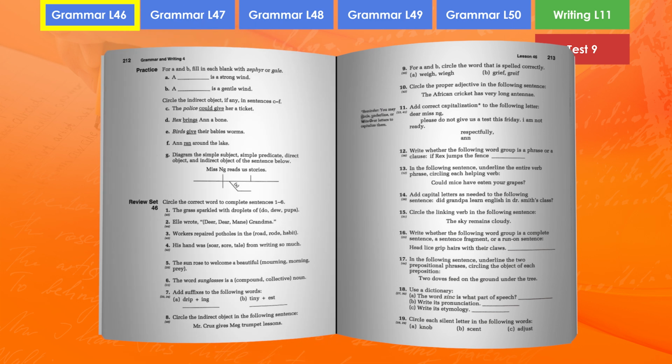There is also a practice worksheet in the teacher guide pertaining to indirect objects if the student needs more practice. For the next 20 to 25 minutes, students should work through the review set as independently as possible.